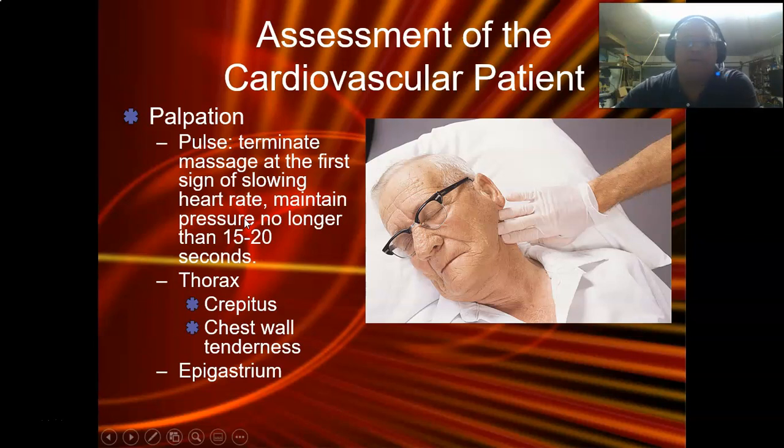Now, palpation, okay? Again, you terminate the massage, and you're going to actually feel the pulse up there, and again, you've got to be careful when you're doing that. I would say probably not to do that. Again, just hold it there, maintain pressure for no longer than 10 to 20 seconds, okay? So if you're taking a carotid pulse, again, only on one side, you don't want to do it on both.